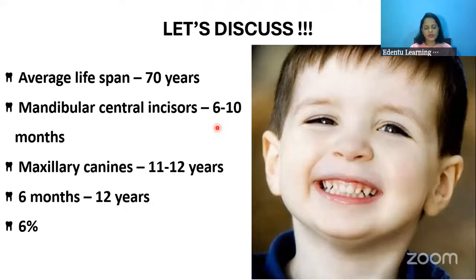Okay, so if we consider the average lifespan of a human being to be 70 years, then the first teeth to erupt into the oral cavity, the mandibular central incisors, erupt around 6 to 10 months of age. And the last teeth to shed off are the maxillary canines, which usually shed off by 11 to 12 years. So from 6 months to 12 years, around 11.5 years are there. So out of the 70 years, if you look at the 11.5 years, then around 6% of our lifespan we are spending with the primary teeth.